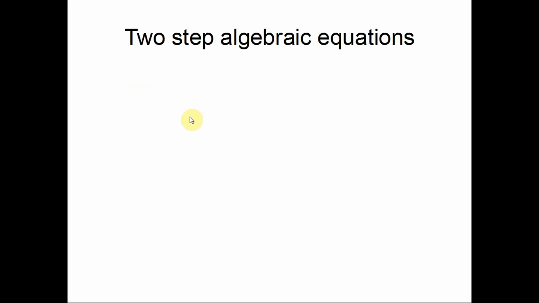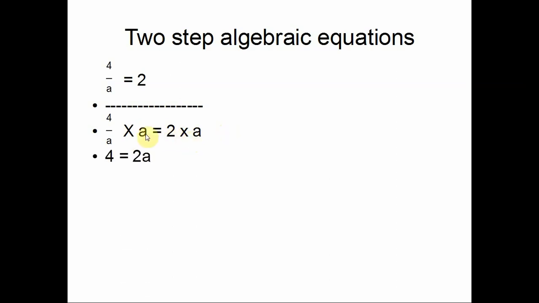Let's talk about two-step algebraic equations. An example would be 4 divided by a equal to 2. Now let's try to solve this. 4 divided by a, we multiply both sides of the term with a. What happens is the a here is a division, the a here is a multiplication. Both of these can be terminated. And the 2a remains here as well. So our expression now becomes 4 equal to 2a.